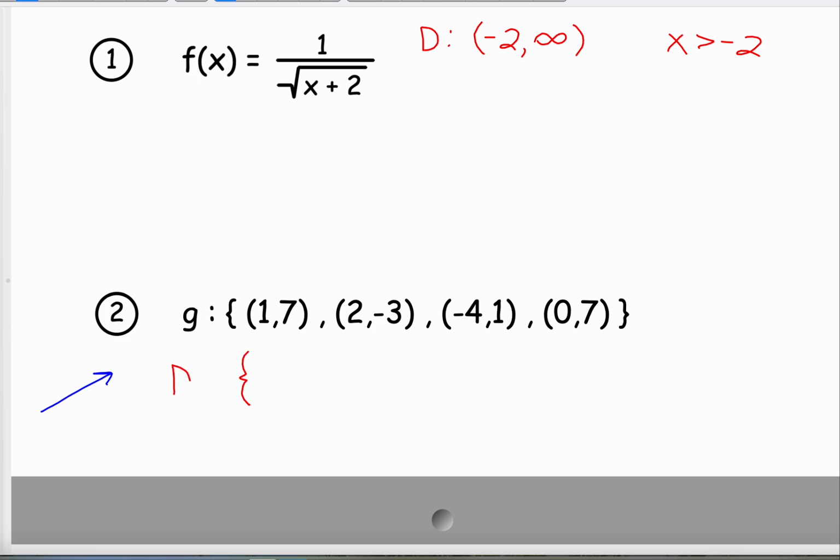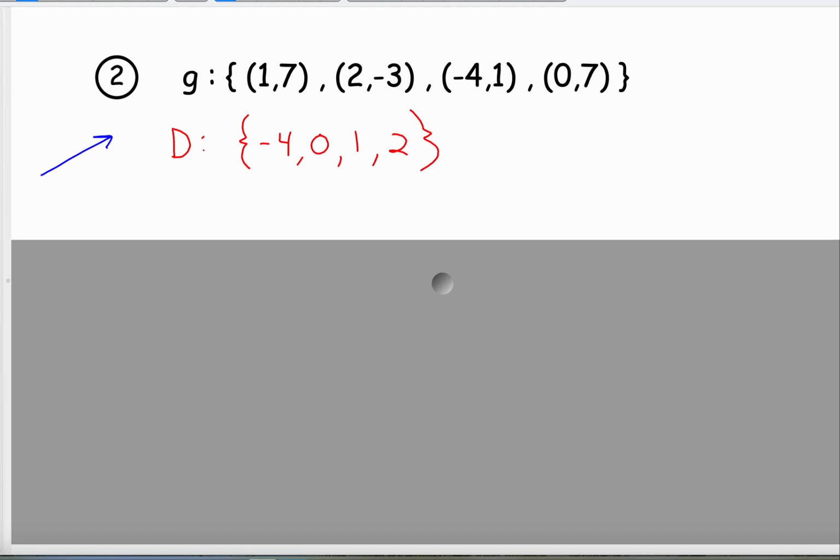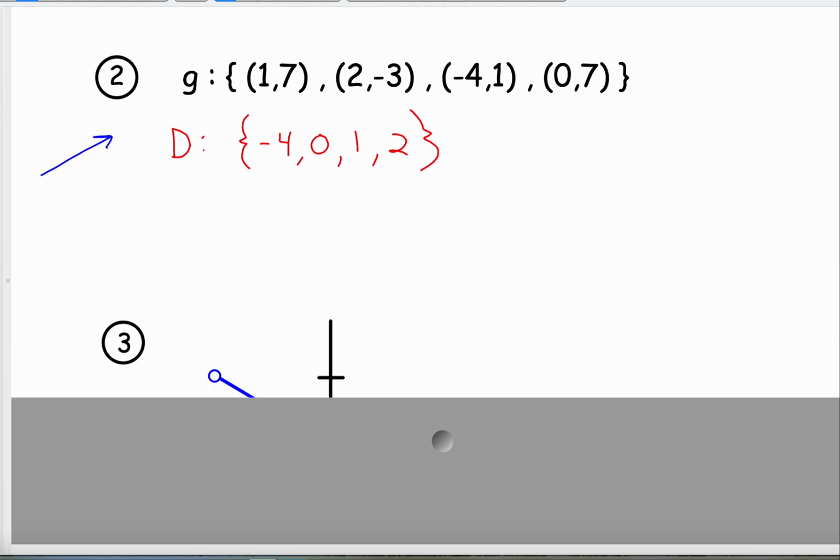And so D for domain. And it's going to include, and you don't have to do this, but I'm going to put it in ascending order. And we get negative 4, 0, 1, and 2. And that's it. There's 4 numbers that are in the domain for this function. This is a finite function. The other one was infinite. All right, how about this example?